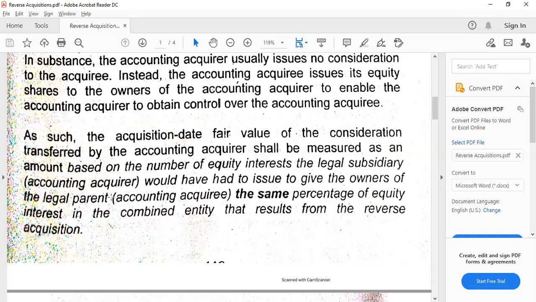So meaning to say, whatever is the percentage that is on the basis of the accounting acquiree should have been the same to the accounting acquirer. So accounting acquiree is actually, again, the public entity, and the accounting acquirer is the private entity. So we are going to look into the way in which the percentage, if we combine both entities, would be the same in both analysis. So we'll be seeing that analysis later on.